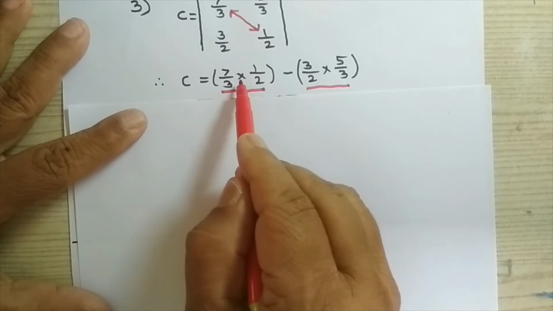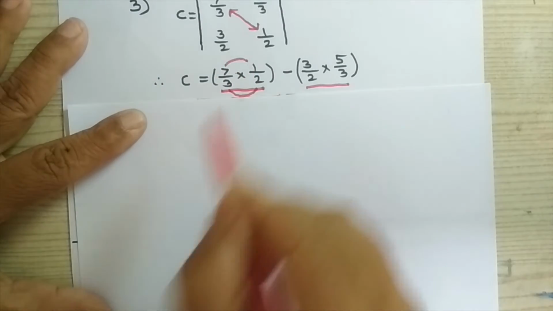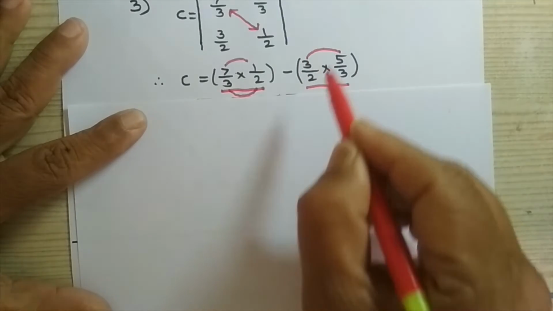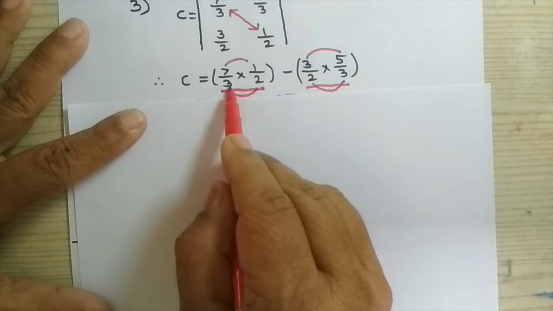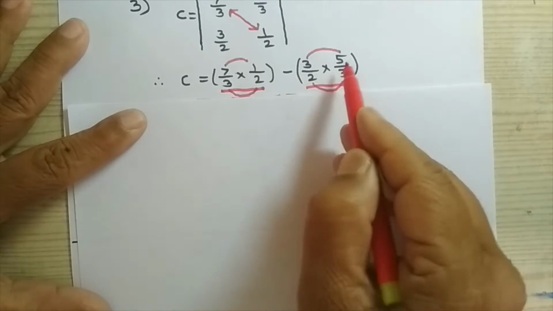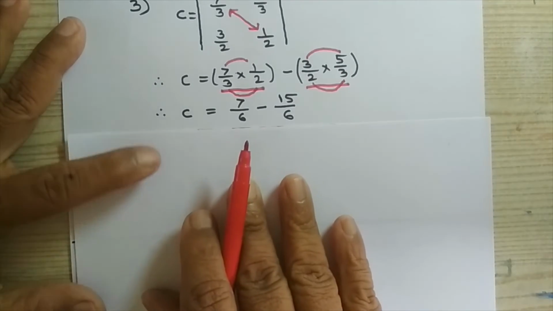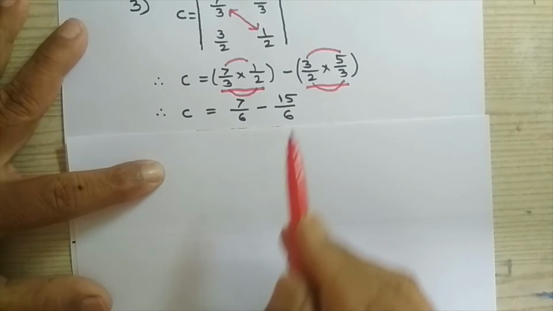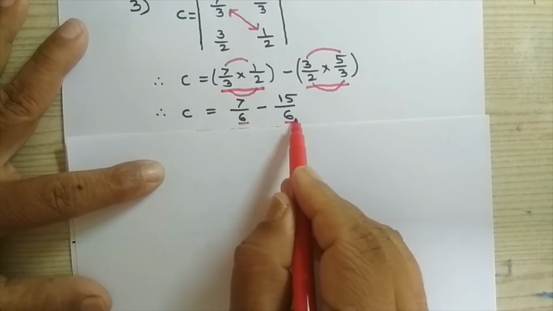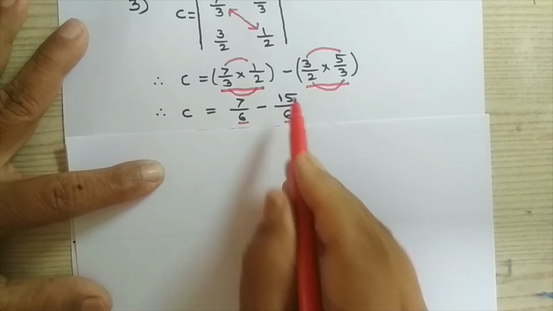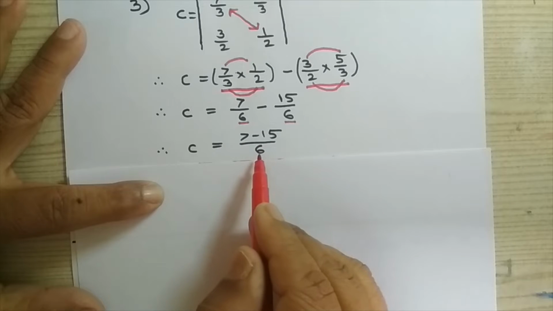Multiplication is there. Multiplication means multiplication of numerator upon multiplication of denominator. Similarly here, multiplication of numerator divided by multiplication of denominator means 7 ones are 7, 3 twos are 6, 7 upon 6 minus 5 threes are 15 upon 3 twos are 6. C is equal to 7 upon 6 minus 15 upon 6. Again the denominator is the same. We have to write that denominator as it is, and 7 minus 15 we have to write in the numerator place. C is equal to 7 minus 15 upon 6.